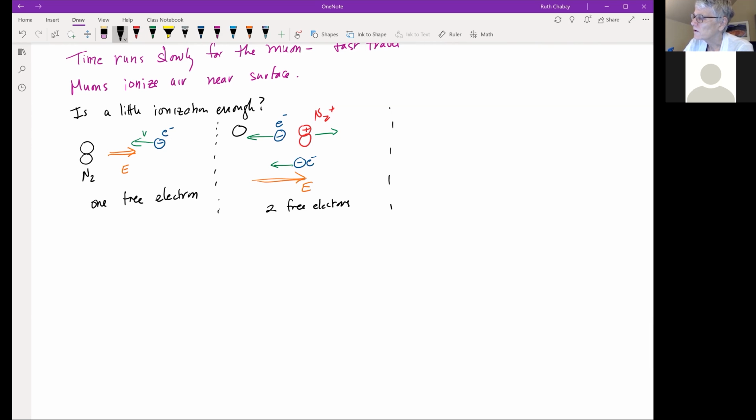And after 10 to the minus 7 meters, both of these electrons are going to collide with neutral air molecules. And now what do we have? Well, now we have 3 ionized air molecules, and we've got 4 free electrons.